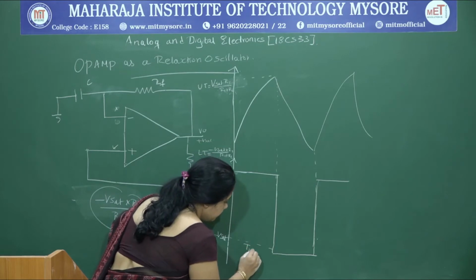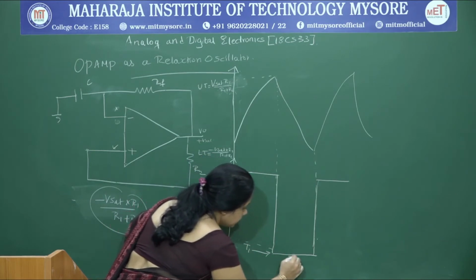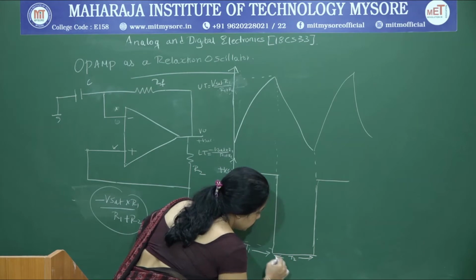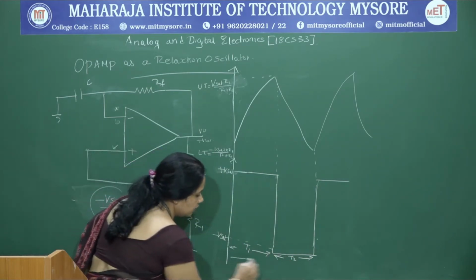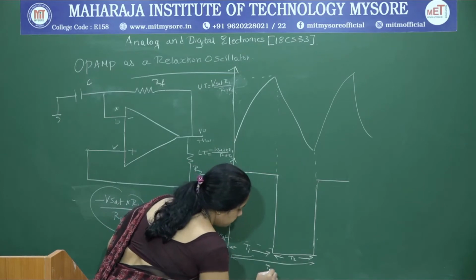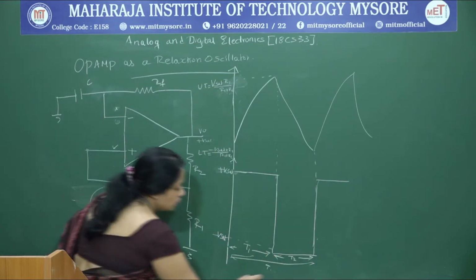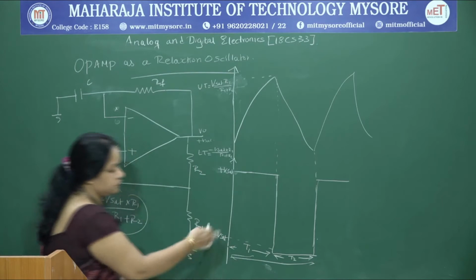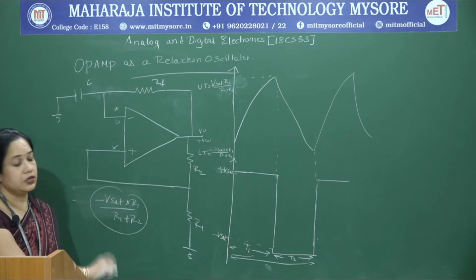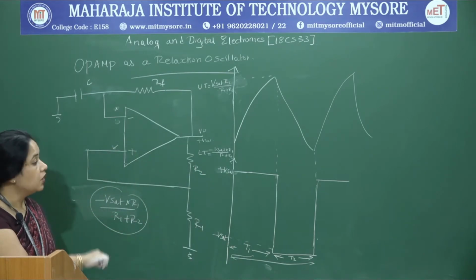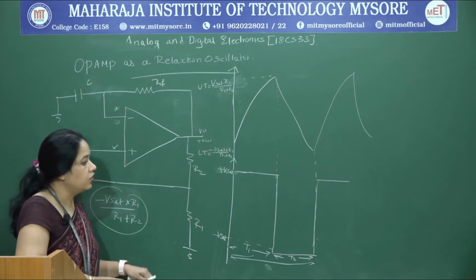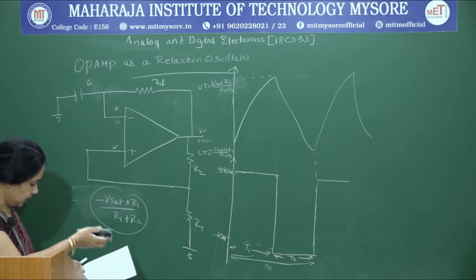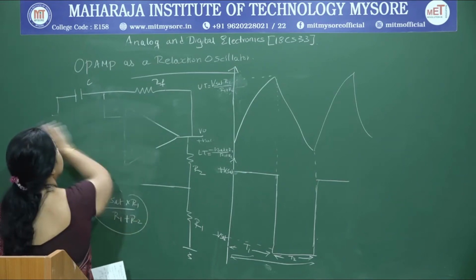Let me call this T1 and this T2, because the charging and discharging times are equal. T1 and T2 are equal, and this is the total time period. T is equal to T1 plus T2, or 2T1. So, we will try to do the mathematical analysis part of the relaxation oscillator.